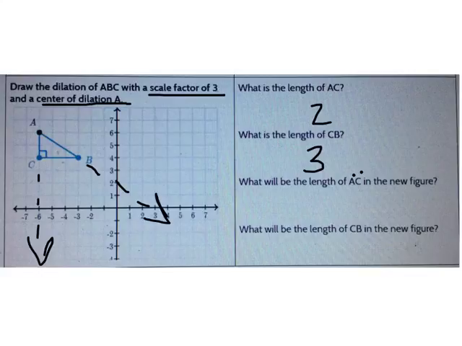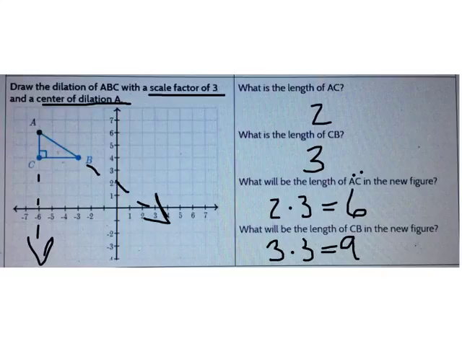What will be the length of AC in the new figure if the scale factor is 3? Well, 2 times 3 is 6. So A prime, C prime will be 6 units. What will be the length of CB in the new figure? Well, 3 times 3 is 9, so the length will be 9. So I know that AC is now going to be 6 units, and CB is going to go 9 units over from there.